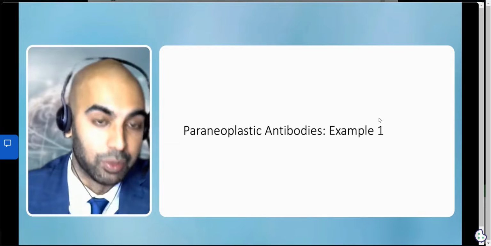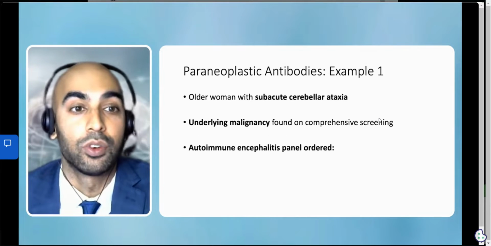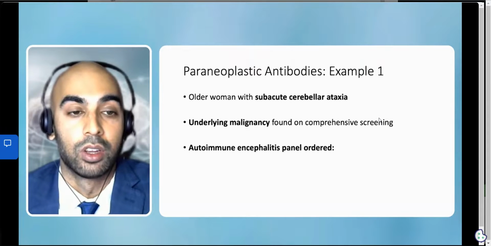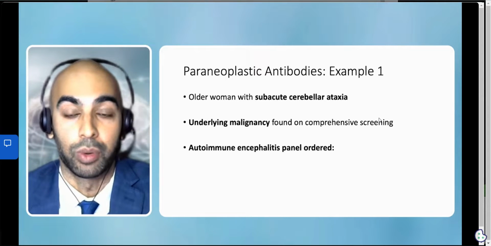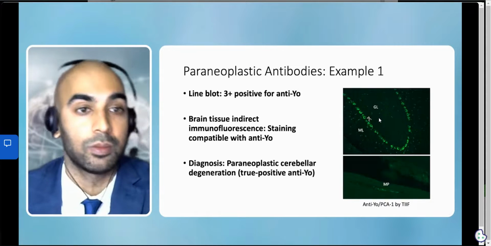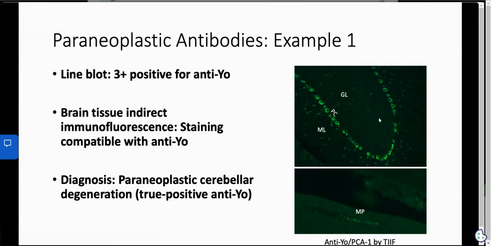So a few examples of this. First up, we have an older woman with subacute cerebellar ataxia. She has an underlying malignancy found on comprehensive screening, and she had an autoimmune encephalitis panel ordered. So what we see here is that the line blot was 3+ positive, strongly positive for anti-Yo antibodies. Brain tissue indirect immunofluorescence shows staining compatible with anti-Yo. I've shown you there on the right what this looks like.